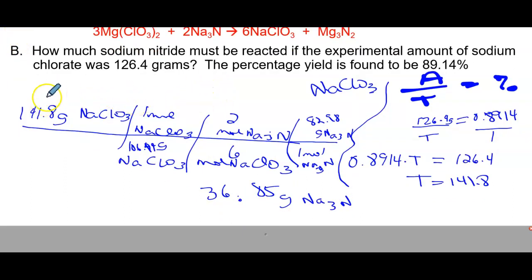Okay, so let's talk about what we did. We started with 141.8 grams of sodium chlorate because that's how much we knew we had from the limiting reactant. We couldn't start with 126.4 because it's not coming from the limiting reactant, because we know it's experimental because it tells us so. Had to do A over T to figure out our T. This comes from the limiting reactant. I can use it as a starting point. I know there's 106.44 grams of sodium chlorate for every 1 mole. Then I have to do my mole shuffle. And then I know for every 1 mole of sodium nitride, there's 82.98 grams of sodium nitride. Multiply numbers across the top, hit equals, divide by 106.44, hit equals, divide by 6. That's how I get 36.84 grams of sodium nitride.